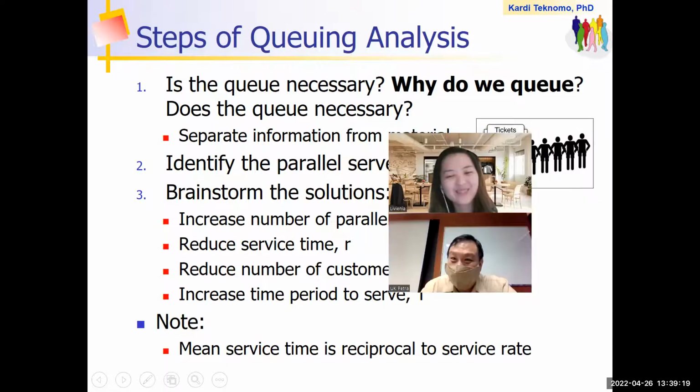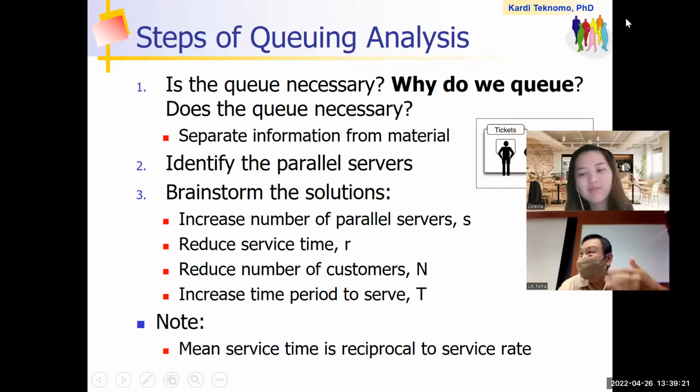So I hope this lesson of queuing theory makes you realize many things. Yeah, opening your eyes.